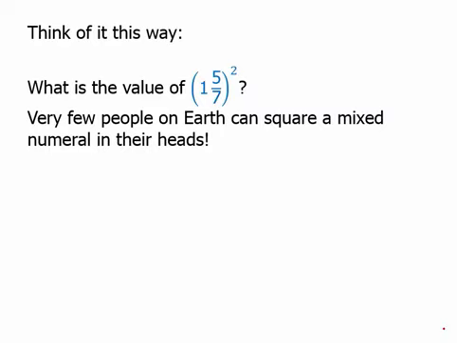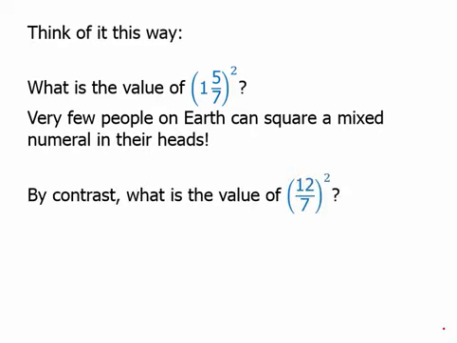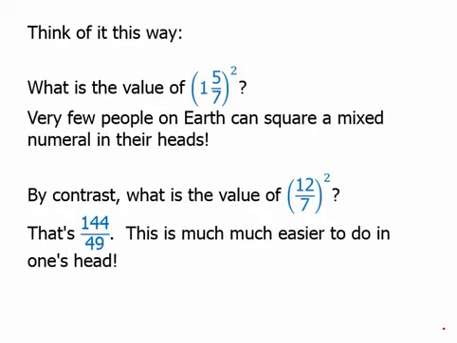Well, by contrast, suppose we just change that mixed numeral to an improper fraction. 12 sevenths. What's the value of 12 sevenths squared? Well, that we all can do in our heads. That's 12 squared over 7 squared, or 144 over 49. This is much, much easier to do in one's head. And so improper fractions are much better for cases involving multiplication or division or raising to a power.